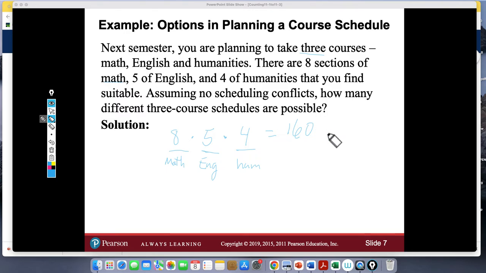And then a college might want to say, hey, we give you 160 different options to take 3 different classes. It makes it sound like you've got a lot of choices, right? Anyway.